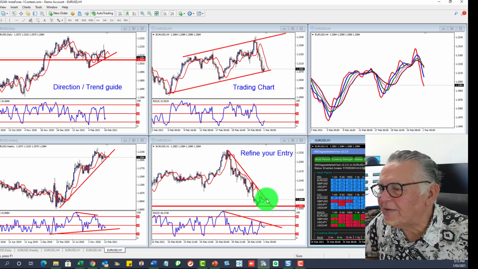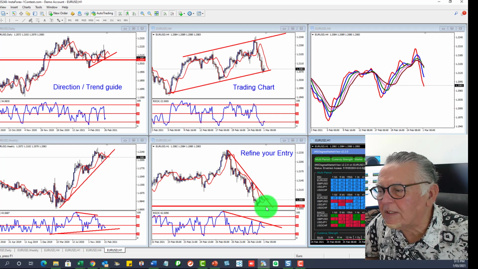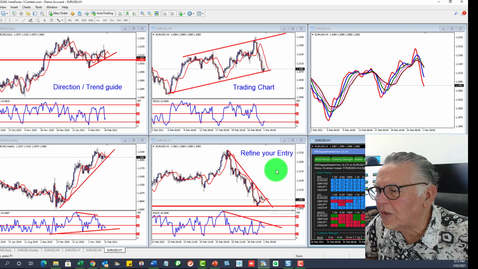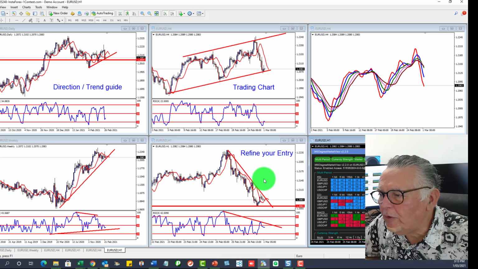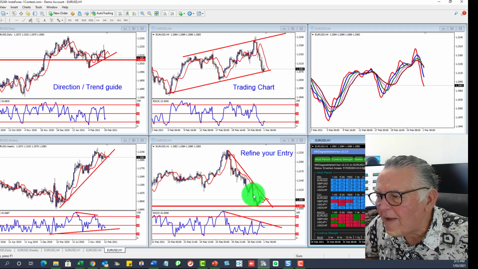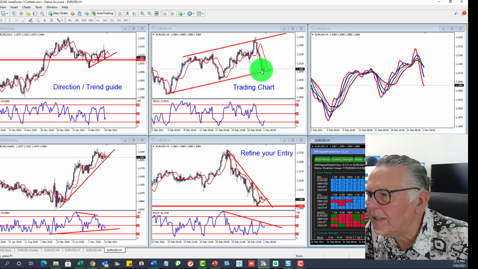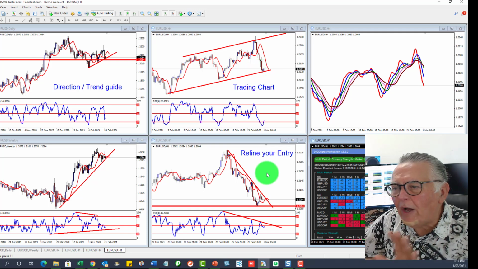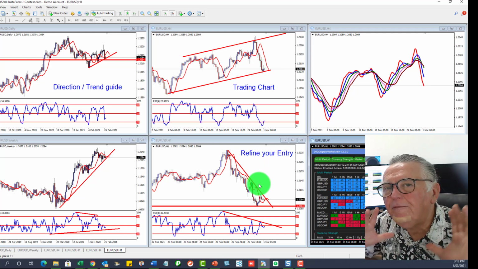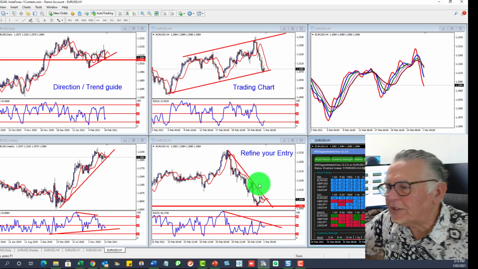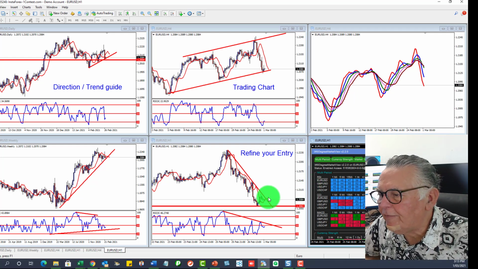But essentially, the price can do two things. It can break through the lower support, or it can start going into buy mode. So you start watching this chart very carefully to refine your entry into your trading chart. The only purpose of this chart is to refine your entry. If you're going to buy, you refine your entry.